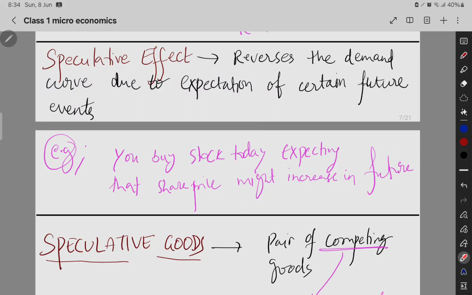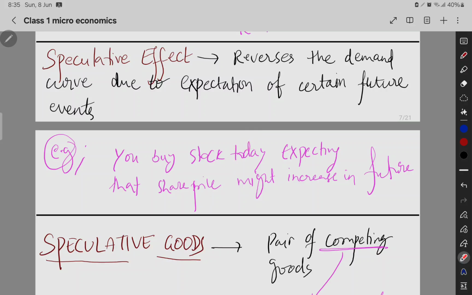What is a speculative effect? Speculative effect reverses the demand curve. It reverses the demand curve due to expectation of certain future events. For example, say the stock market, right? How am I buying in the stock market? I am expecting that the share price might increase in the future.